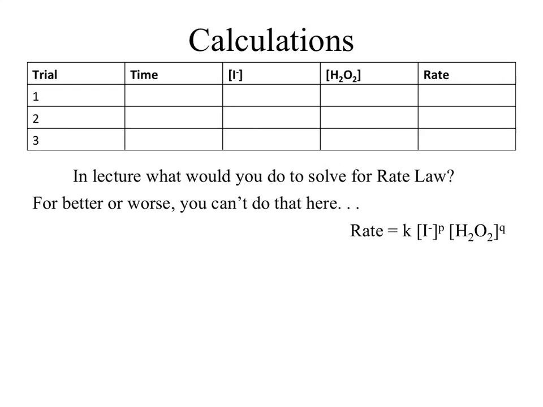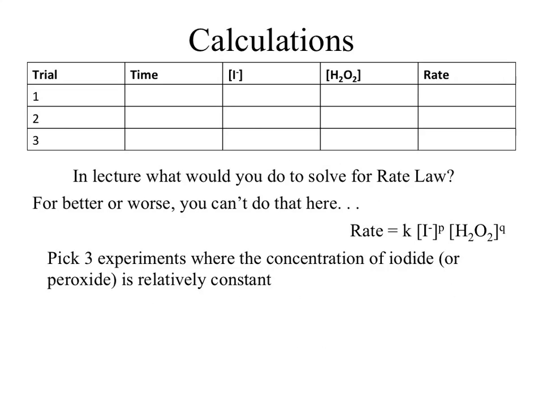What we're going to do is pick some experiments very, very selectively. We're going to pick 3 experiments where our concentration of our iodide ion or peroxide, up to you, is relatively constant. Okay? That's going to simplify our rate expression. If our concentration doesn't change, is it going to affect our rate? No. So what we can do is simplify our rate expression to something along these lines. So in this case, I have assumed that the iodide concentration does not change. Okay? And when we've got our table, we'll be able to see which experiments our iodide concentration stays relatively constant.